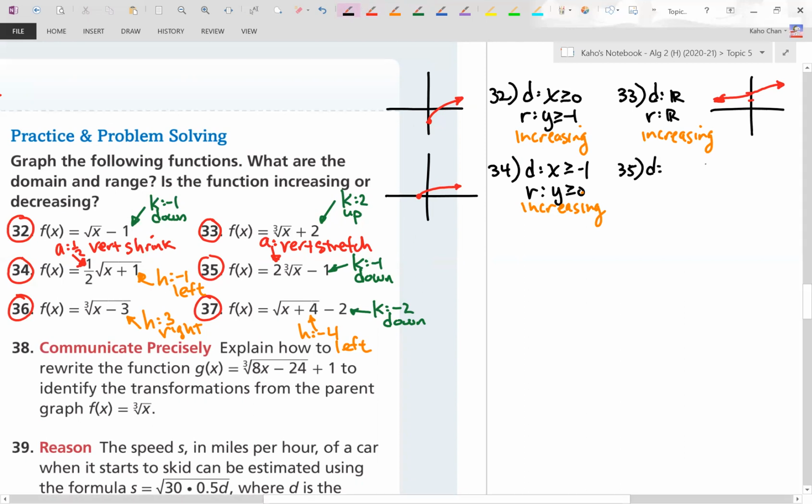Okay, 35. The domain is all real numbers again. Yay, it's the cube root function. The range is all real numbers. It's also increasing. And this particular graph, where did it go? It's been stretched and it's been moved downwards. Fine.